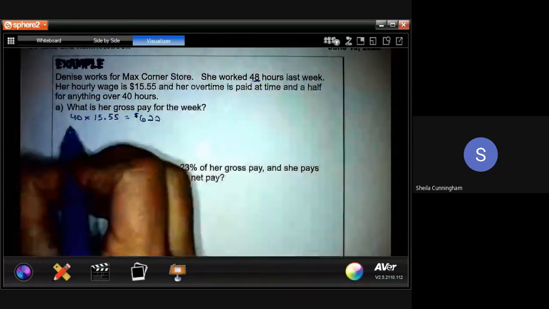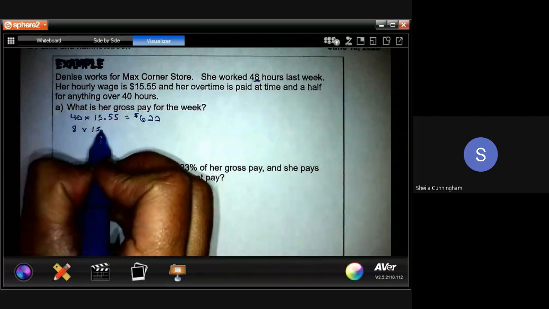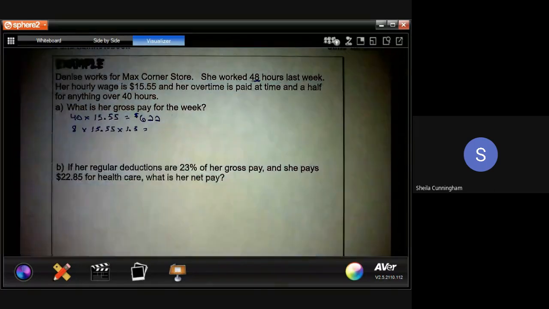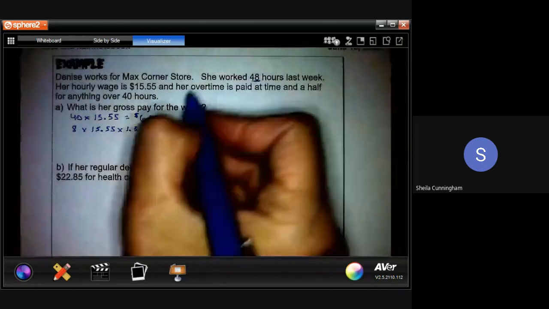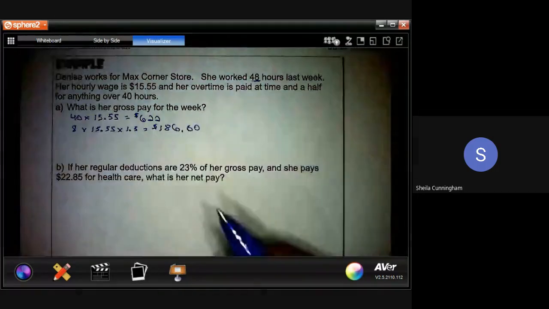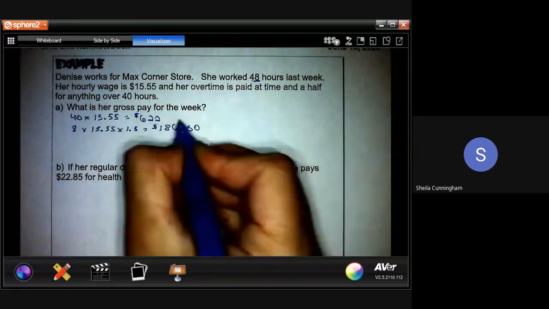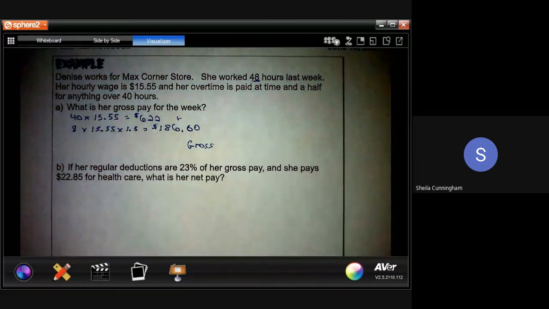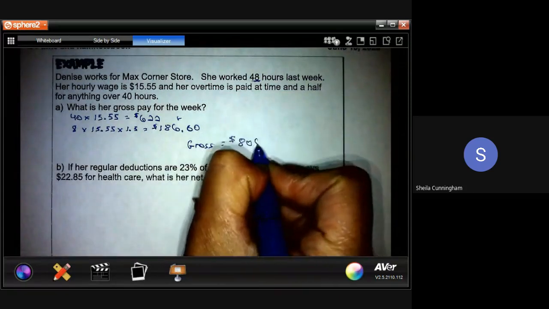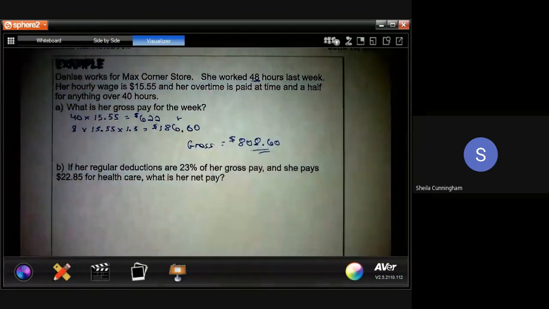Now, she's working an additional 8 hours, which means that her regular hourly wage is going to get multiplied by 1.5 to account for that time and a half for overtime. And so we're going to take the 8 times the $15.55 times the 1.5. And she made extra $186.60. So her gross pay, if we add these two together, works out to $808.60. Now, again, that's gross.